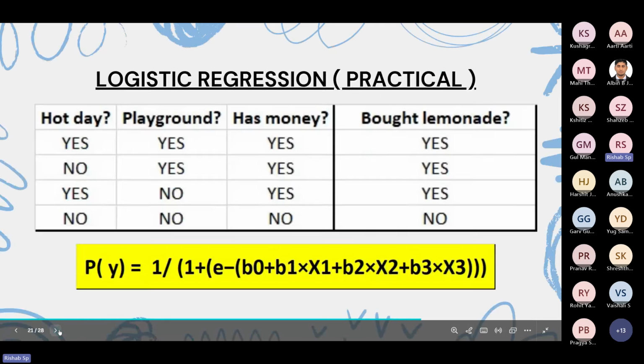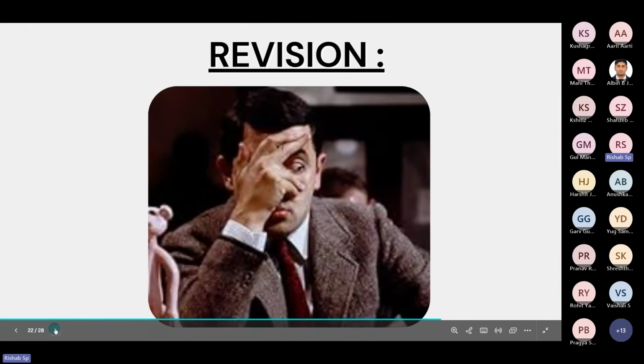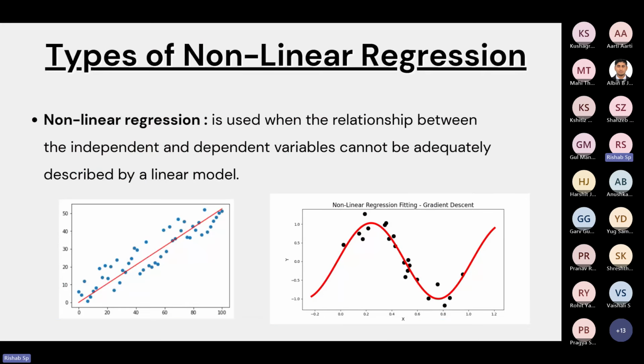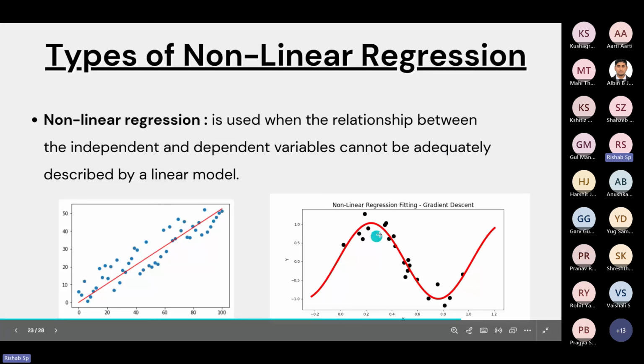I think revision is done. Next, we are getting into types of non-linear regression. This is a simple and short topic. Basically, in linear regression, if temperature rises, sales rise; if temperature decreases, sales also decrease. The thing is that it can't do complex calculations, whereas in non-linear regression, you can model complex relations.